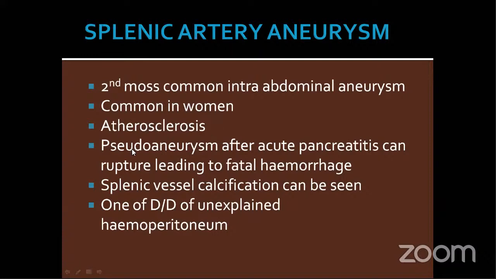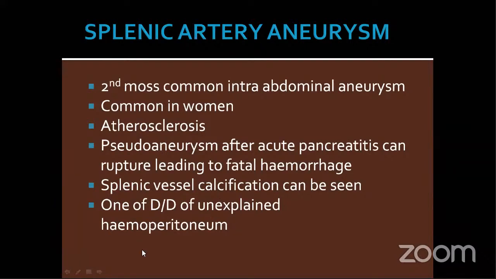Okay. There is something called a pseudoaneurysm. What is the difference between a true aneurysm and a pseudoaneurysm? In a pseudoaneurysm, only a few layers of the blood vessel wall are involved. It is usually seen after acute severe pancreatitis. It can even rupture the splenic artery, okay, leading to fatal hemorrhage. Okay, so the vessel can even get ruptured. And splenic vessel calcification can be seen, and it is one of the differential diagnoses of unexplained hemoperitoneum.